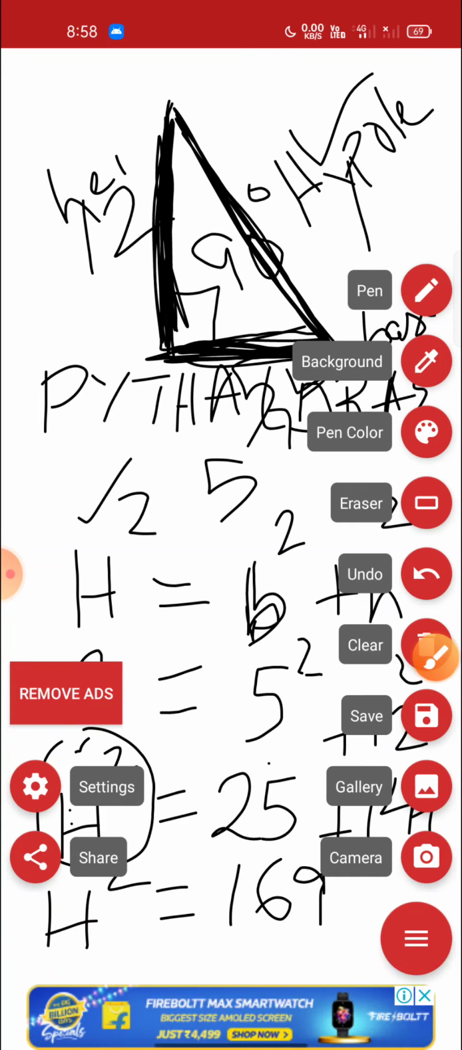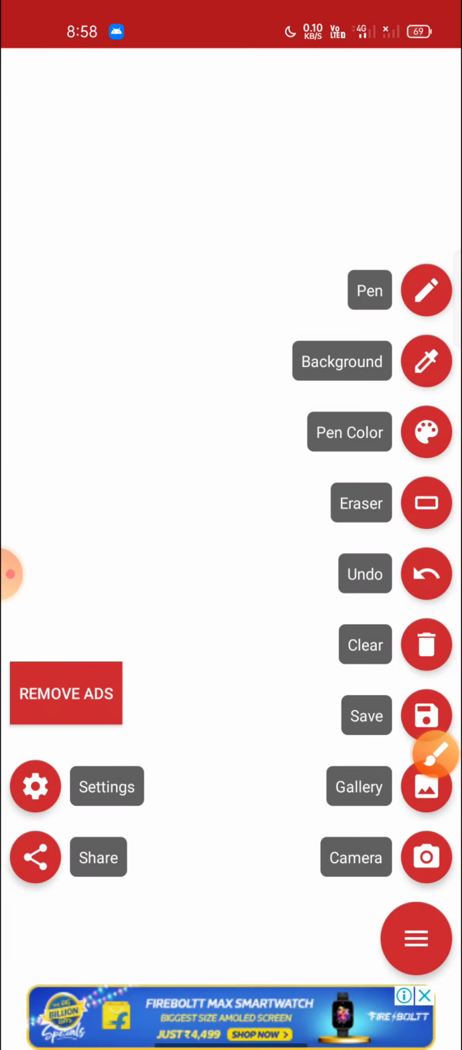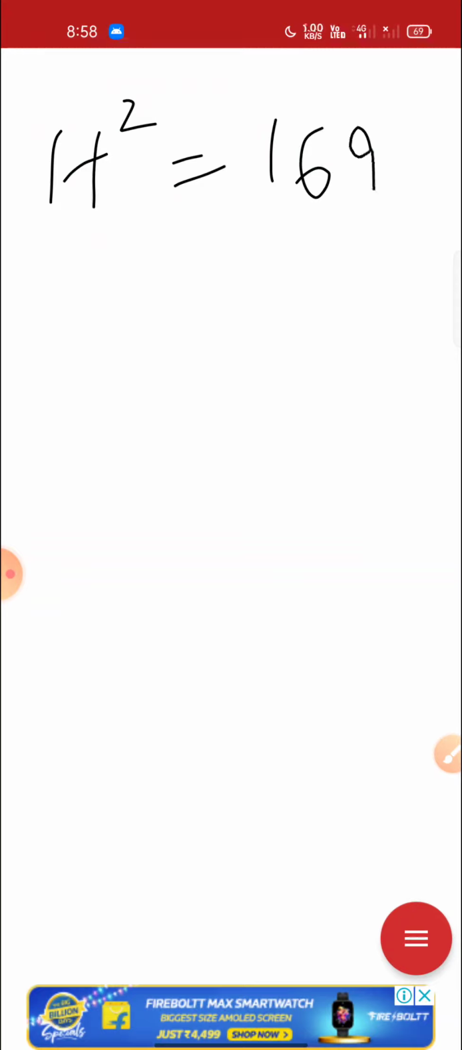Okay, I'm clearing the screen. Back to the pen. So we reach h square is equal to 169. So what is the square to get 169? H square is equal to 13 square. 13 into 13 is equal to 169.